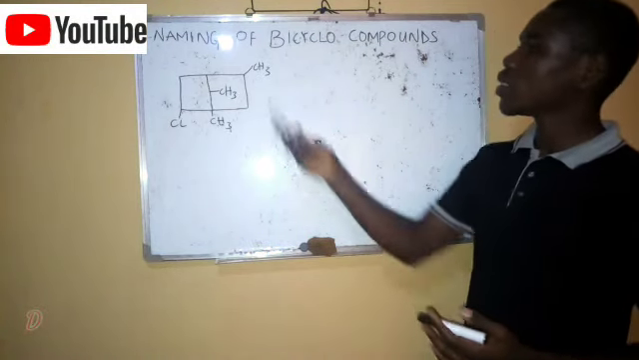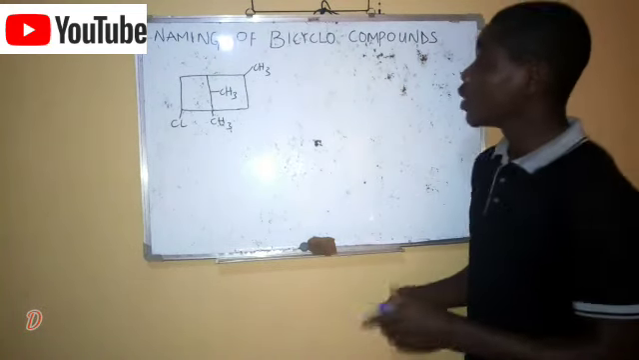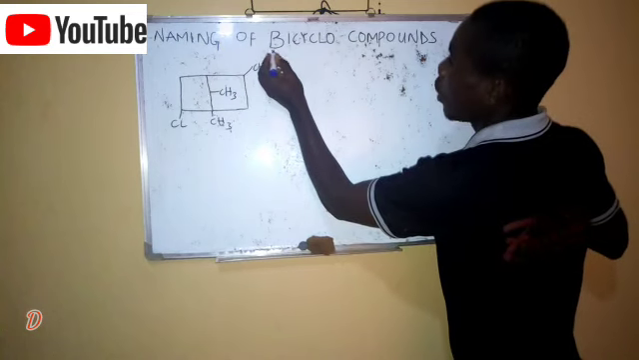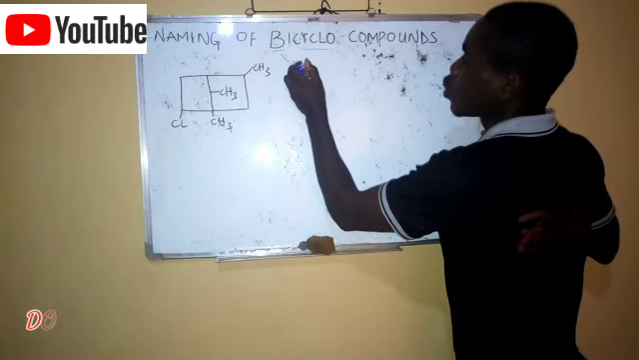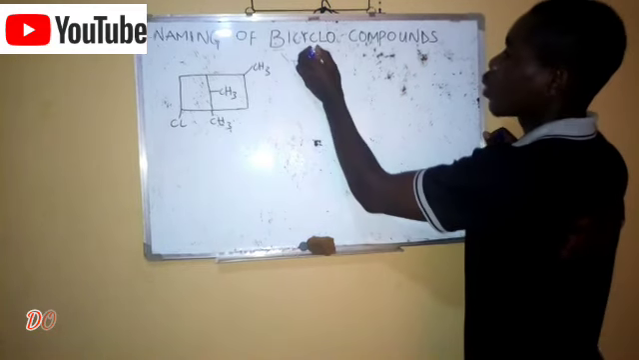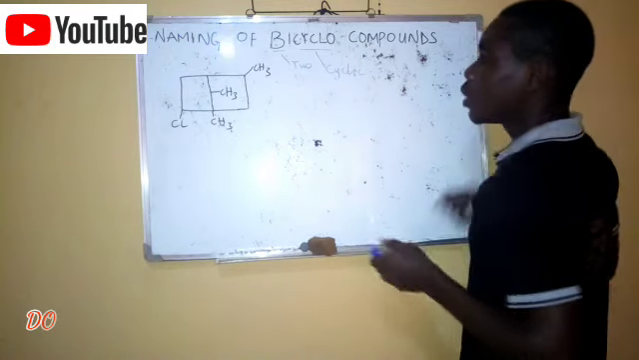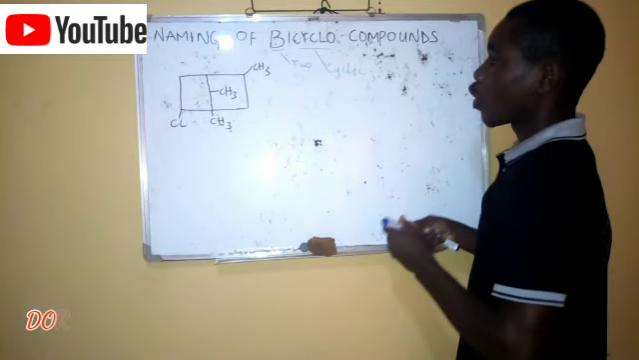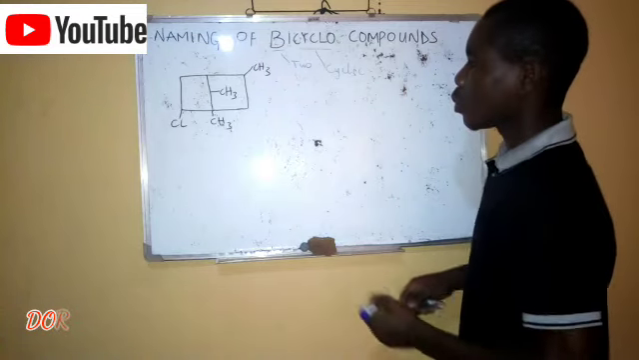So today we'll be looking at naming of bicyclo compounds. From the name we see bi and cyclo. Bi simply means two, and cyclo comes from the word cyclic. So it is simply naming of a compound with two rings. We are going to take this as an example.